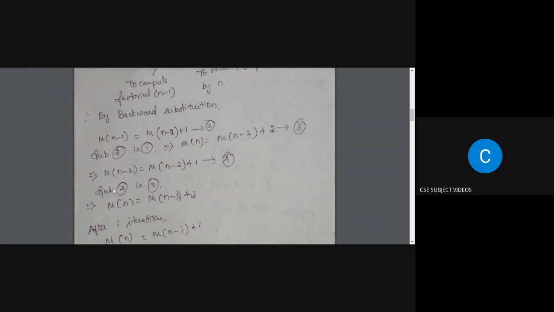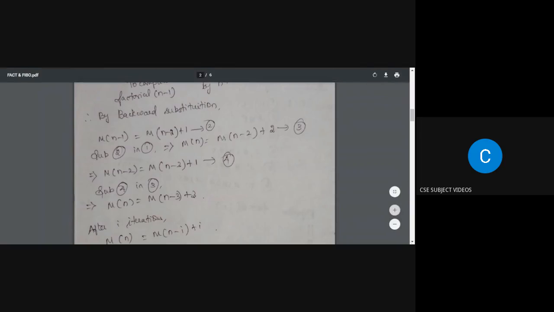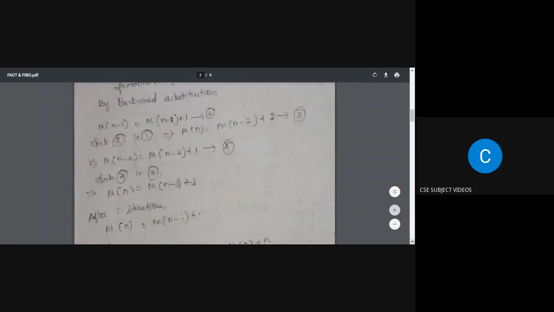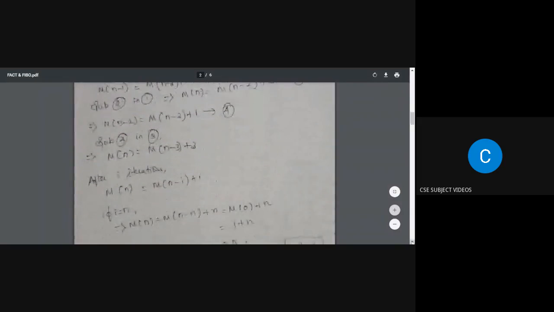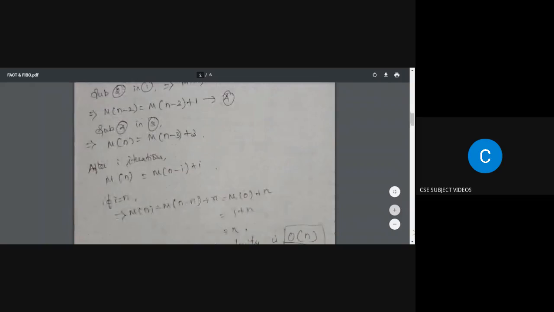Now we have to substitute the equation 4 in 3. So after that, you will be getting m of n equal to m of n minus 3 plus 3. Similarly, it goes on till the ith iteration. You can go up till the final, but intermediately we are going with after i number of iterations.